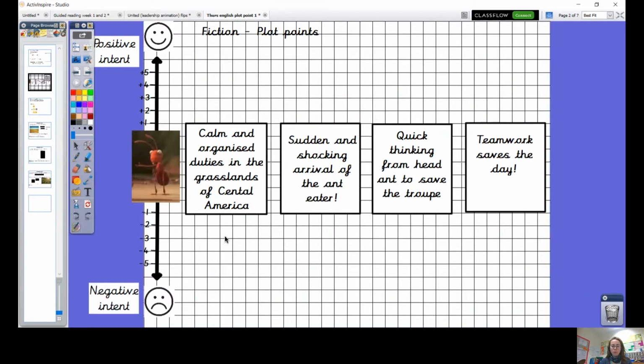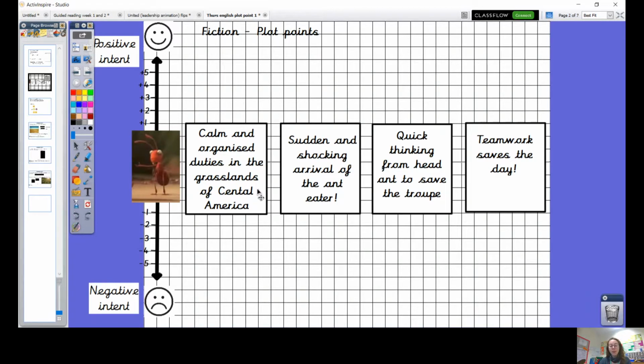So the very first plot point is that calm and organised duties. The ants are going about their normal business. They're doing some collecting, I think, in the video. And then a sudden and shocking arrival of the anteater happens, one of their predators, of course. After that, we've got our quick thinking from the head ant that saves the troop by blowing a whistle, doesn't he? And then the other ants come along and really try and help save that poor little ant that's almost getting sucked up. And in the end, teamwork saves the day and they defeat the anteater, don't they?